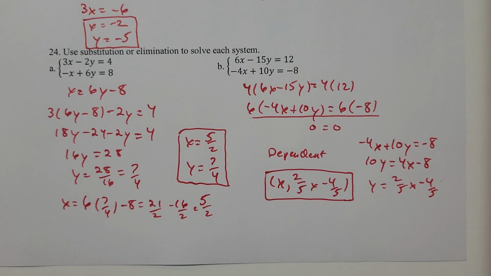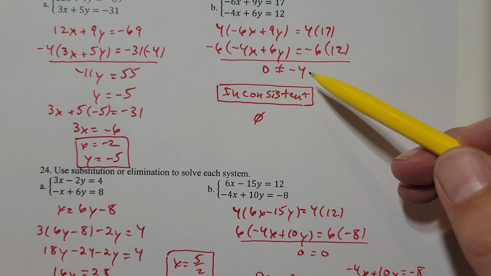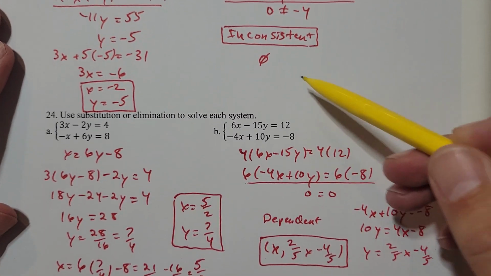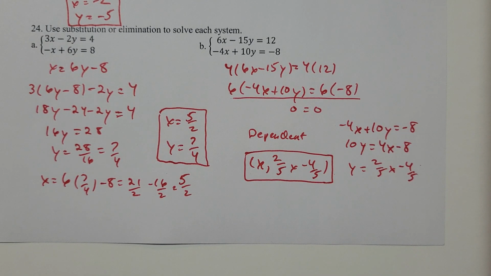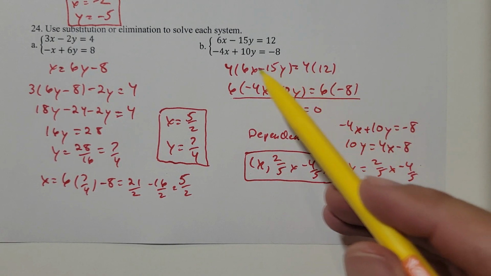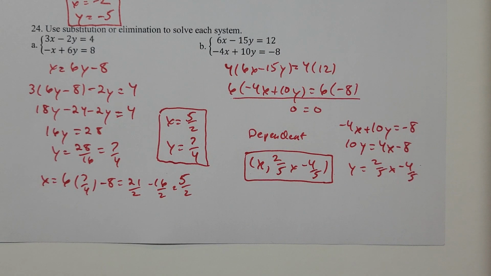But this is different from this example right here, because 0 is not equal to -4. So that would be an inconsistent system. Here we've got a dependent system. A dependent system just means that you've got a line on top of a line. So this is essentially the same line, just drawn twice. My answer is wherever the lines intersect each other. If it's the same line drawn twice, then these two lines are going to intersect infinitely many times. So there's going to be infinitely many answers.